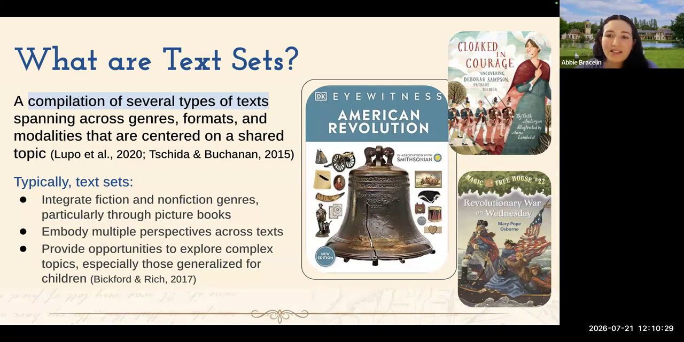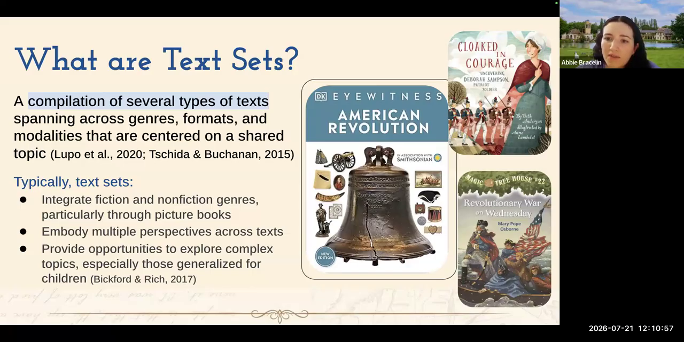I think text sets are very versatile, very flexible, and they can be adapted across grade levels. So with a younger grade level, you might have two or three texts, but with an older grade level, you might have four to six, and you're incorporating them throughout a unit. They can also be used in centers and writing activities. There are a lot of options there.